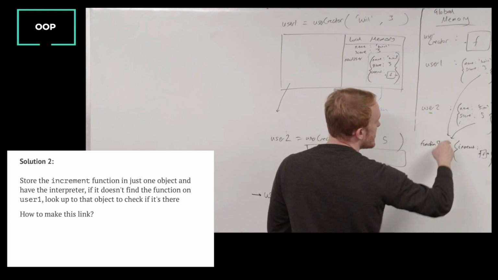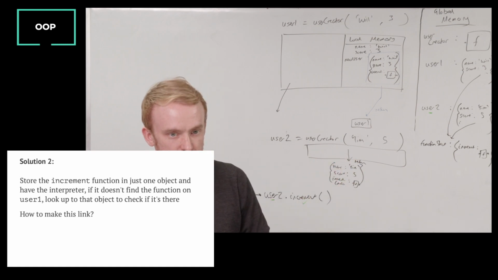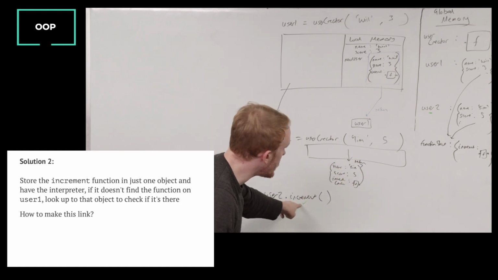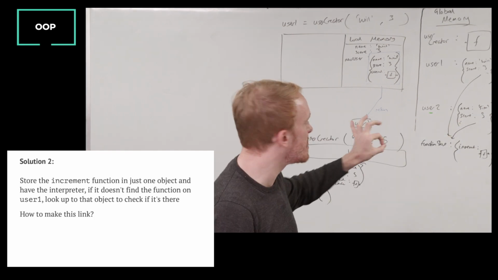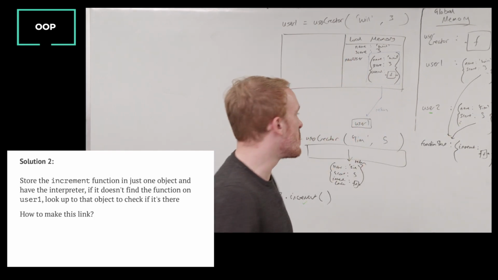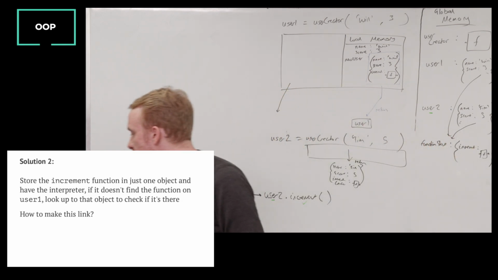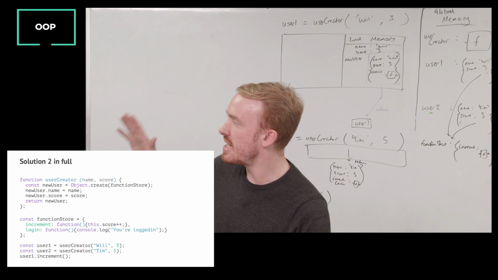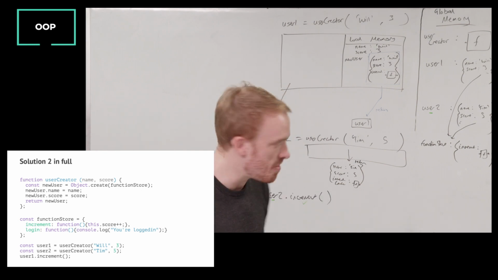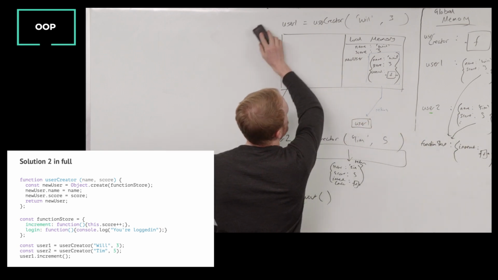It's going to be a chain link up to here using this feature of JavaScript called the prototype chain, that's going to ensure when it does not find increment on user 2, it doesn't panic. It knows to go looking on function store, where what does it find but the increment function. So how's that going to work? How to make that link? The prototype chain, using the prototypal nature of JavaScript. Here it is, solution 2 in full. We're going to walk through it line by line, and we're going to discover a way to make some bond to this shared function store.